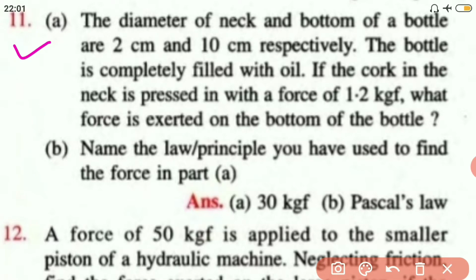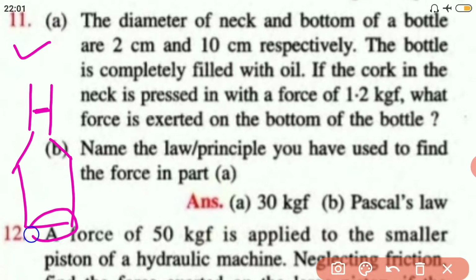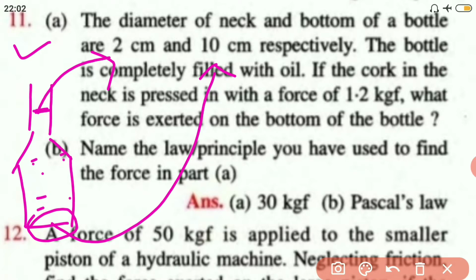The diameter of neck and bottom of a bottle are 2 cm and 10 cm respectively. So the bottle here will be somewhat like this, where this is the neck and this is the bottom. The diameter of the neck is 2 cm, whereas the diameter of the bottom is 10 cm. Now the bottle is completely filled with oil.